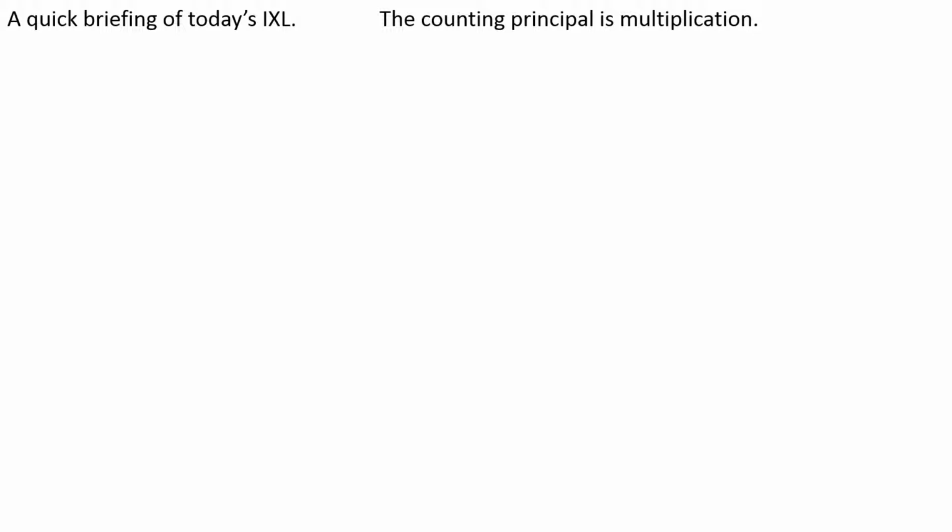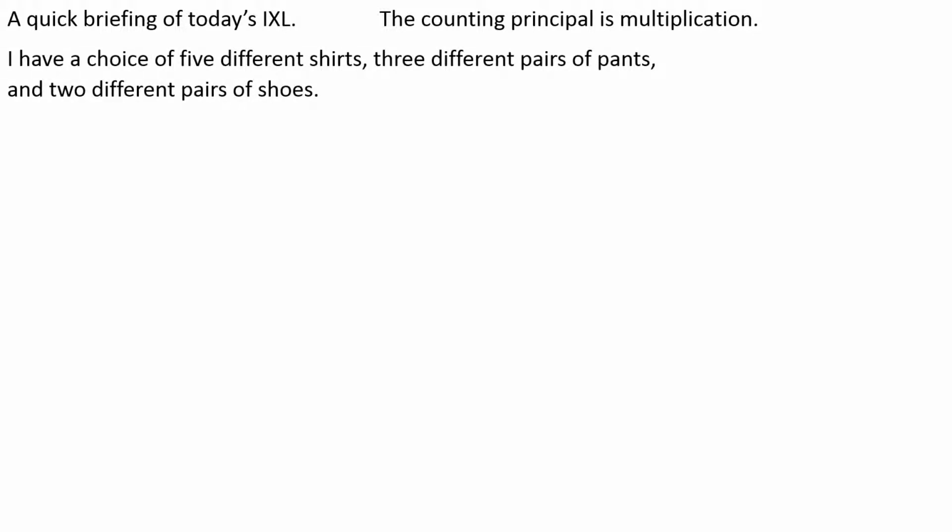Okay, when we first did this, we did a lot of drawing of trees to figure out the size of the sample space. But for today's IXL, you'll discover that instead of drawing a tree diagram for each one, it's just easier to multiply. So if I've got 5 different shirts, 3 different pairs of pants, 2 different pairs of shoes, how many different outfits do I have to choose from?